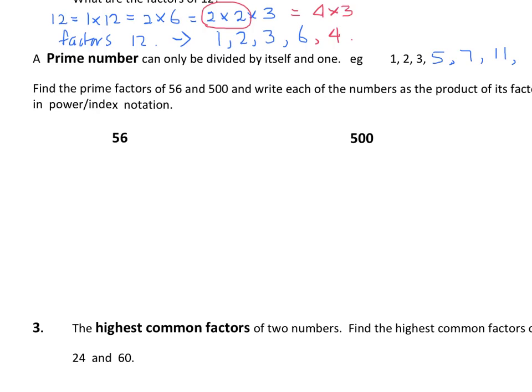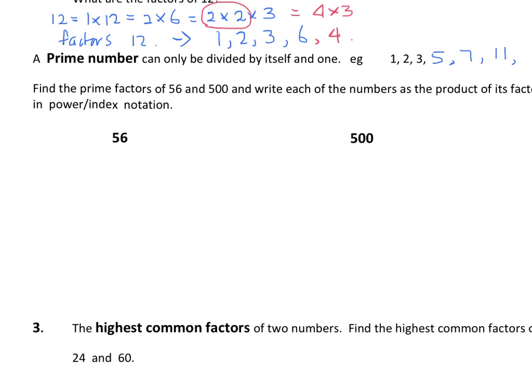Okay, so now we need to move on, and what we're going to try to do now is find the factors of, or the prime factors of, two numbers. So the question is, find the prime factors of 56 and 500 and write each number as the product of its factors in power notation. So how do we do that? Let's start with the first number, which is 56.